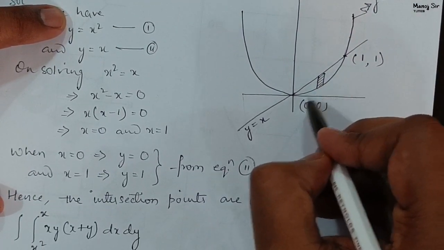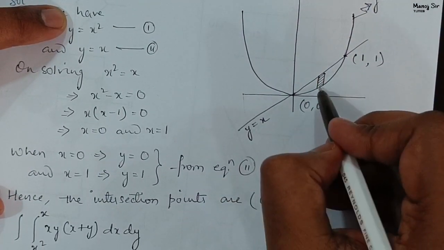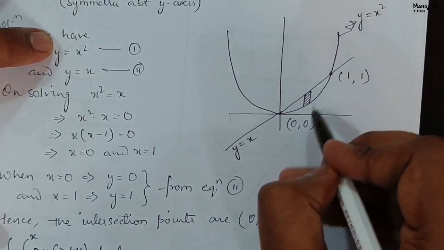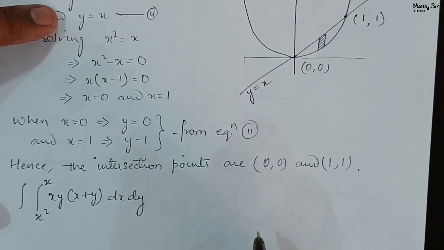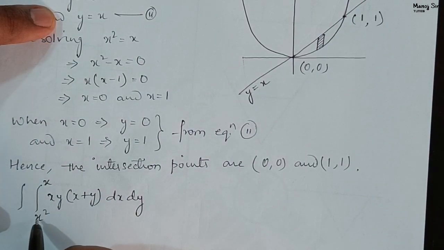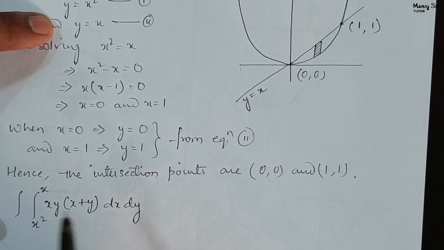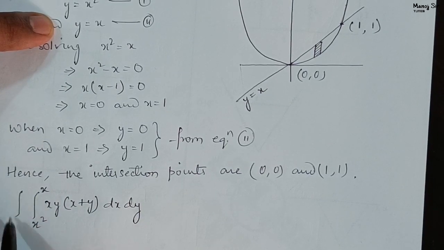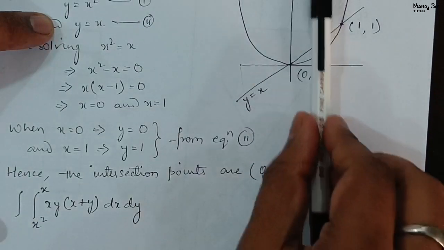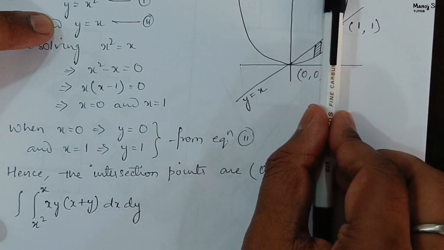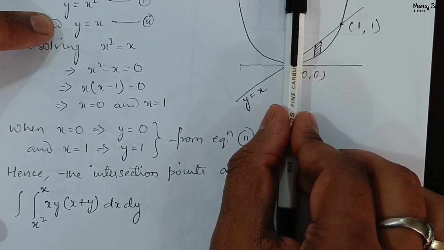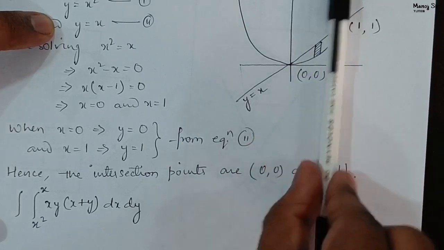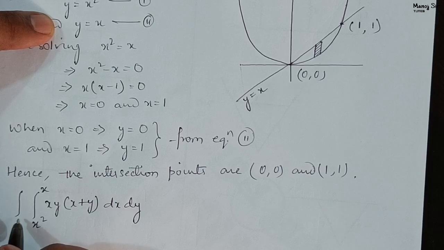So the lower limit will be x square and the upper limit will be x. So here we can see the limit of y goes from x square to x. Similarly, if we take the limit of x, that means we are going from this to this. Here the value of x is 0 and here the value of x is 1. So we can say the limit of x goes from 0 to 1.